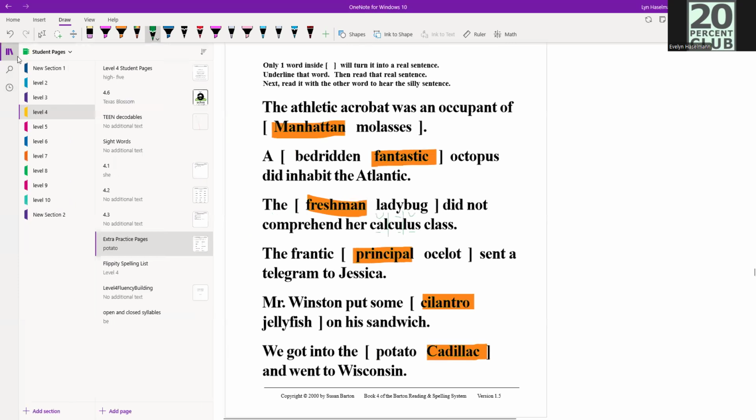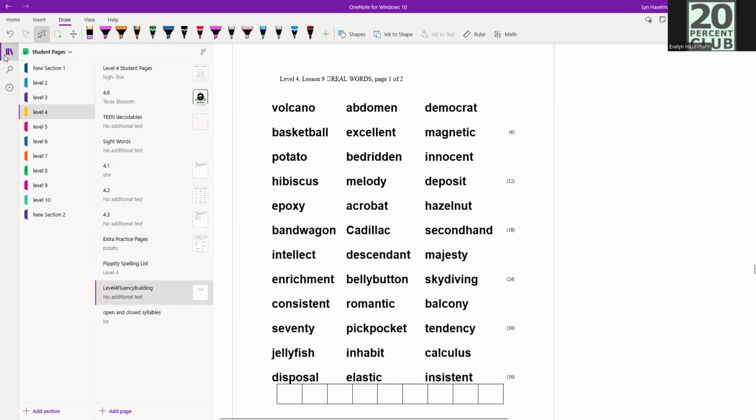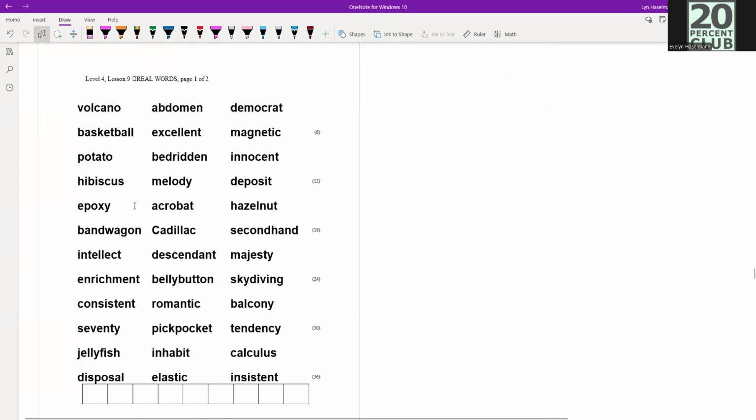Let me know if you have any questions. The next thing we're going to do is look at the fluency. And again, nothing different than what we've been doing, except they are longer and they have an extra syllable. So this will be a combination of both compound words like belly button, a compound word, 2 words squished together that mean one thing, and regular old 3-syllable words.